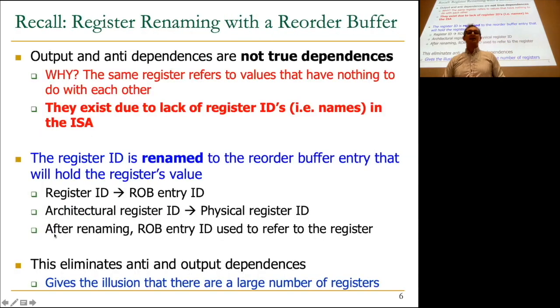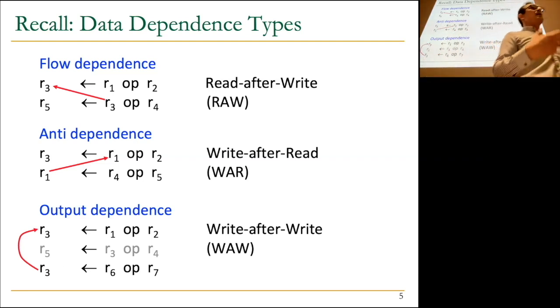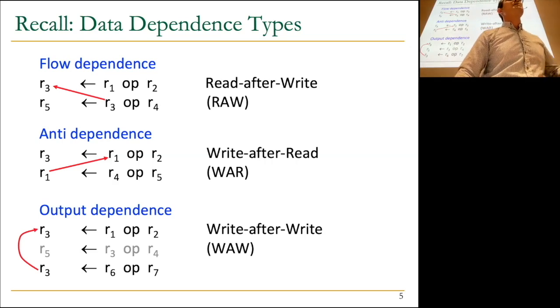Basically, we have seen yesterday, again, that the output and anti-dependencies exist due to lack of register IDs or names in the ISA, instruction set architecture. And they're not real dependencies because the same register refers to values that have nothing to do with each other. Meaning there's no producer-consumer relationship between these two instructions. They just happen to be writing to the same register that is allocated to the value that they're supposed to produce. But from a communication perspective between instructions, there's nothing between these two instructions, right? They just happen to collide in the namespace, if you will.